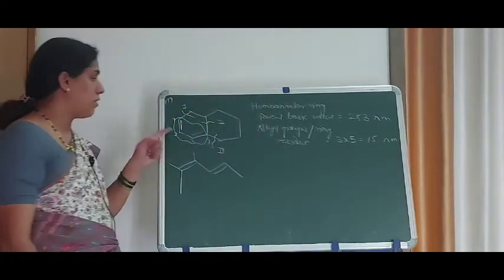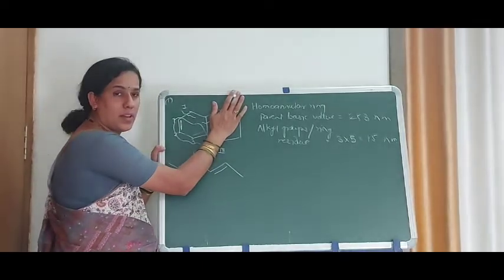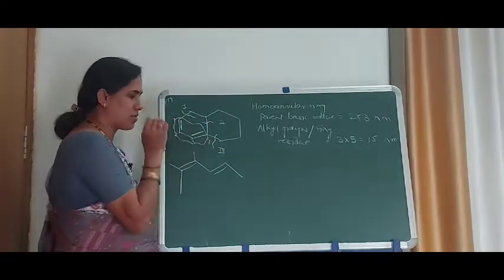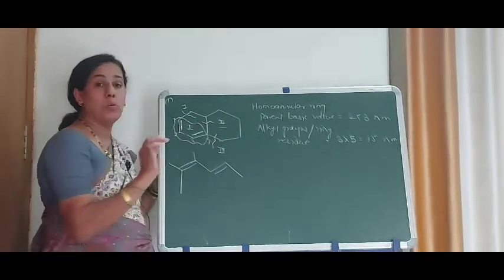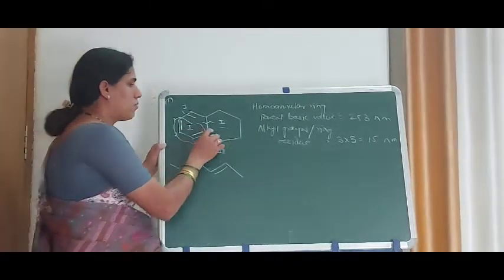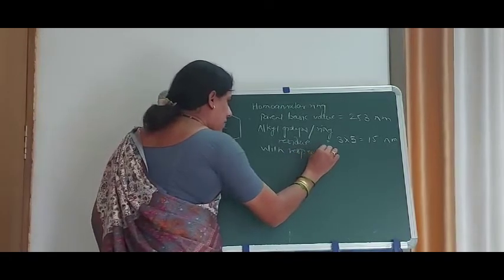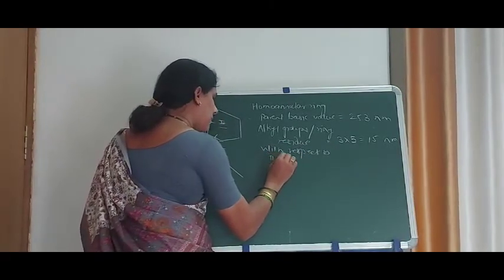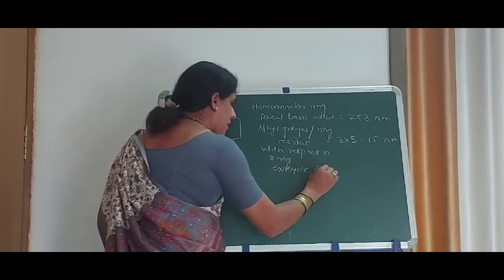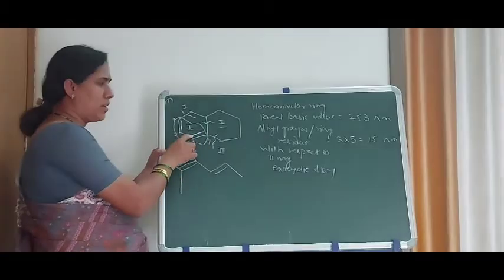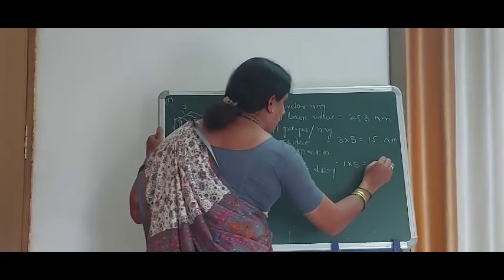Now, what is the remaining? If we see this ring, how many exocyclic double bonds? This is the first exocyclic bond. With respect to the first ring, there is no exocyclic double bond. With respect to the second ring, exocyclic double bond is equal to 1. Therefore, 1 into 5 equal to 5 nanometer.